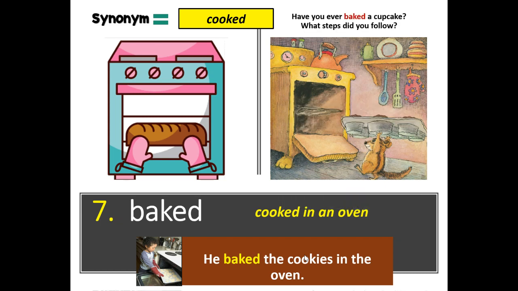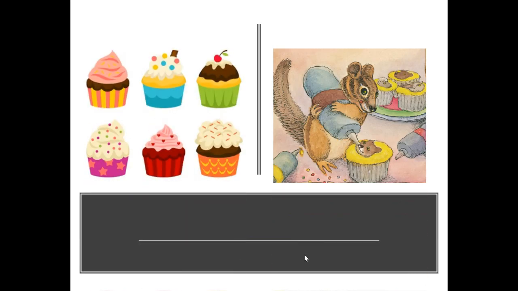Have you ever baked a cupcake? What steps do you follow? So he baked the cookies in the oven. And have you ever baked a cupcake? What steps do you follow? So make sure for number 7 you wrote baked, B-A-K-E-D, baked, means cooked in an oven. Next group of pictures, what do you notice or see? I notice or I see.